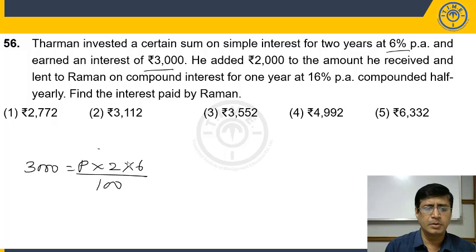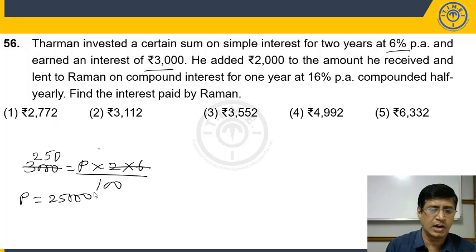What is the principal? If you simply simplify, 2 into 6 is 12. How many times does 12 go into 3000? 12 twos are 24, and 6 is left, so here it is 5 and 0, 250 times. So what is the value of P? P is equal to 25,000. He added 2,000, and what did he do here? The amount he received means the interest plus principal, so the interest 3,000 is also added.